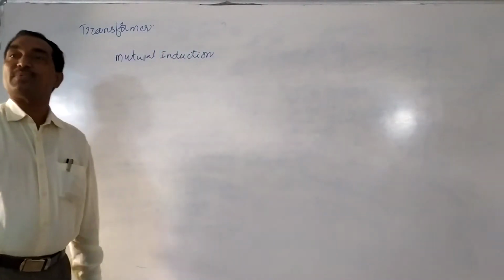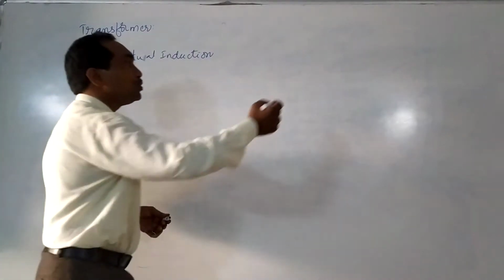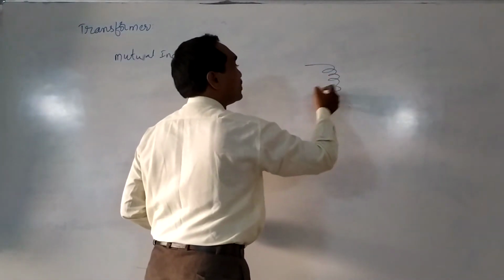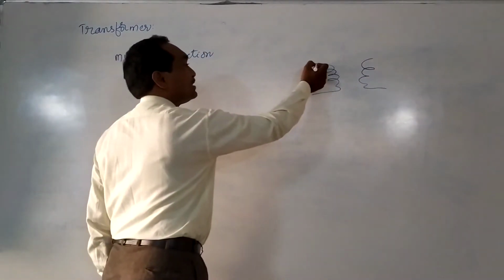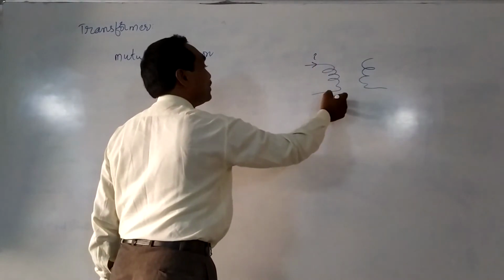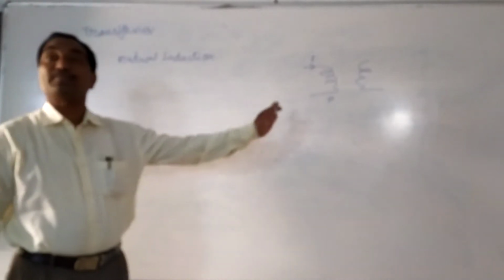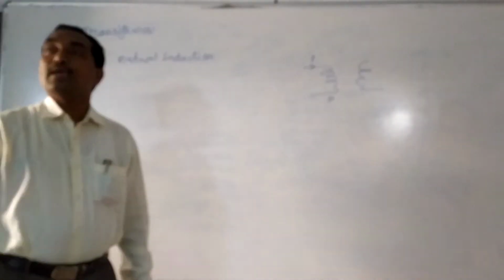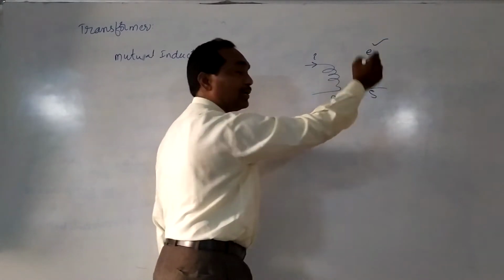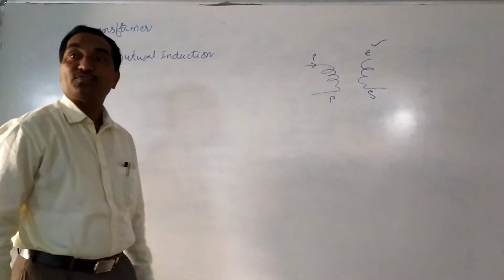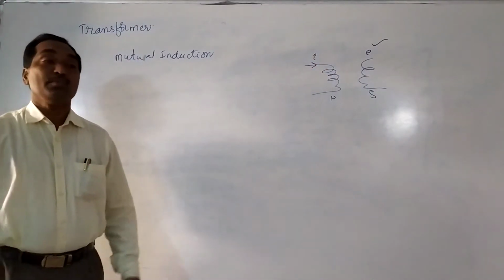Mutual induction is nothing but if there are two coils very near to each other. This is one coil. There is one more coil. When the current passing through the first coil, that is called the primary coil, is varying, an EMF is induced in the secondary coil. Electromotive force is induced in the secondary coil. This phenomenon is called mutual induction.